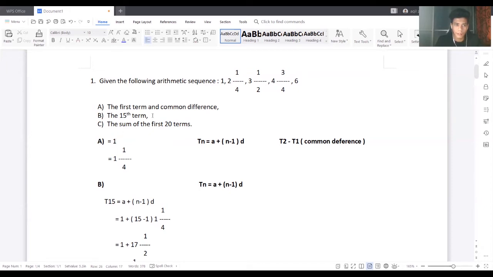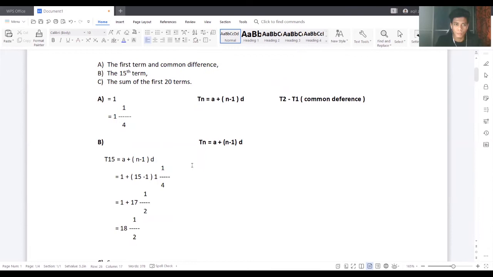And then the question also asks for the common difference, for which we can use this formula: T2 minus T1. T2 is 1 1/4, and T1 is 1. So we need to subtract 1 1/4 minus 1, and the answer will be 1/4. Moving on to B.